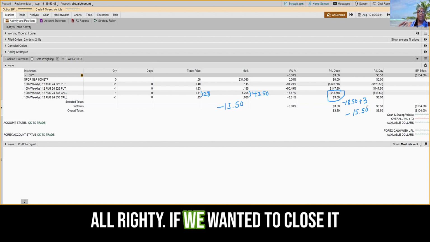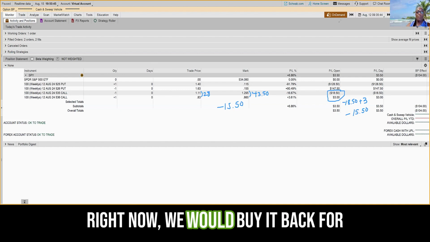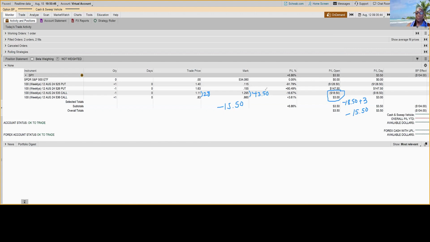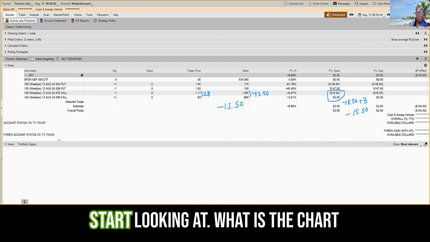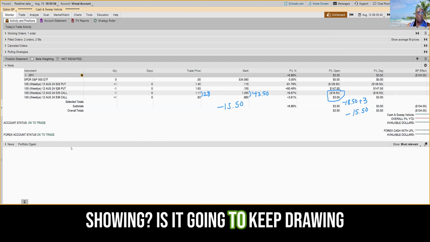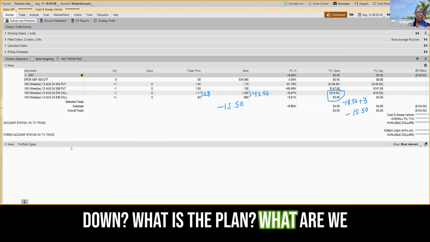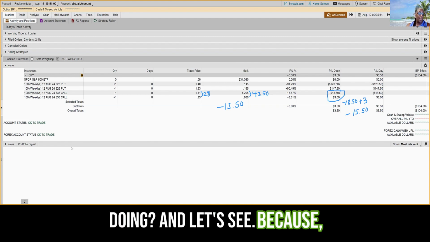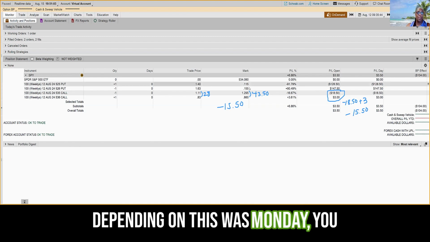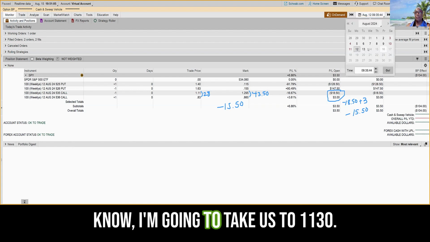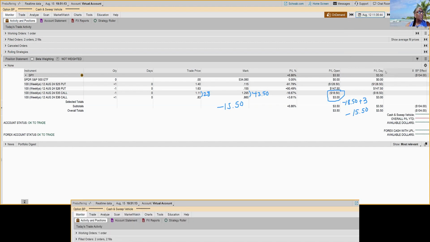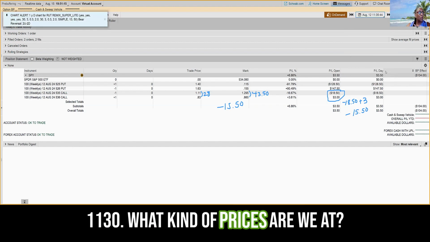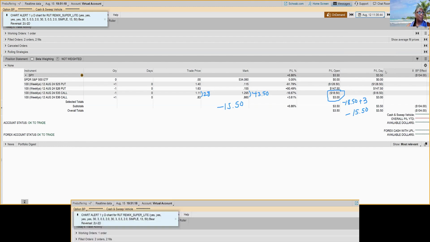All righty. If we wanted to close it right now, we would buy it back for the 43.50. Of course, this is where you maybe start looking at what is the chart showing? Is it going to keep drawing down? What is the plan? What are we doing? Let's see. Because this was Monday, I'm going to take us to 11:30. See what happens at 11:30. What kind of prices are we at 11:30 in the morning?